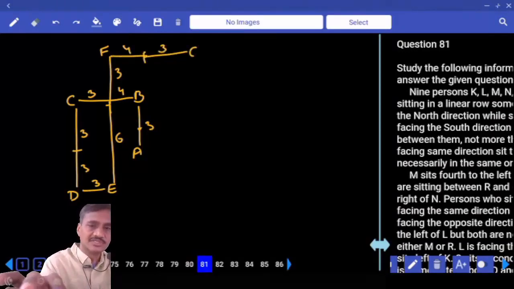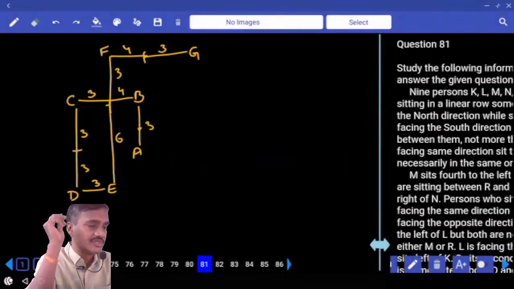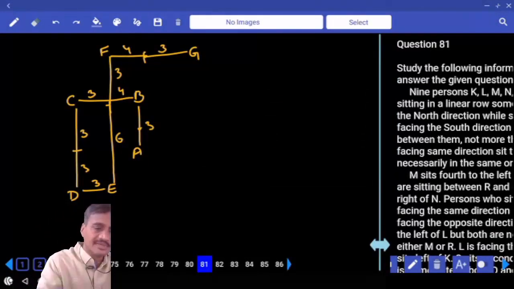Now this is G, which is 7 meters to the east of F. Then coming to the first one, 86. If point M is the middle of these two points C and D, that means M must be exactly here. Then, what is the total distance between M and B?